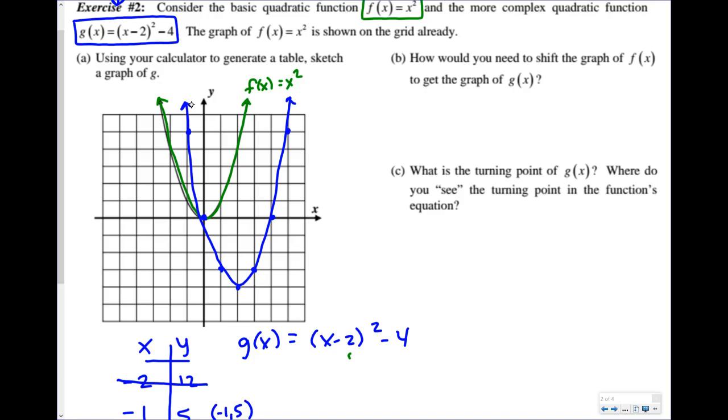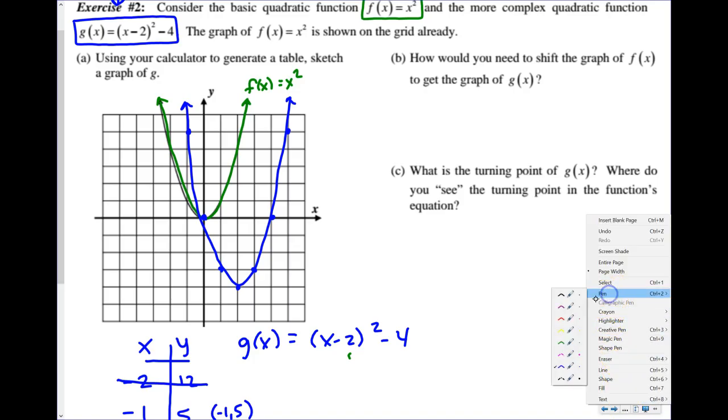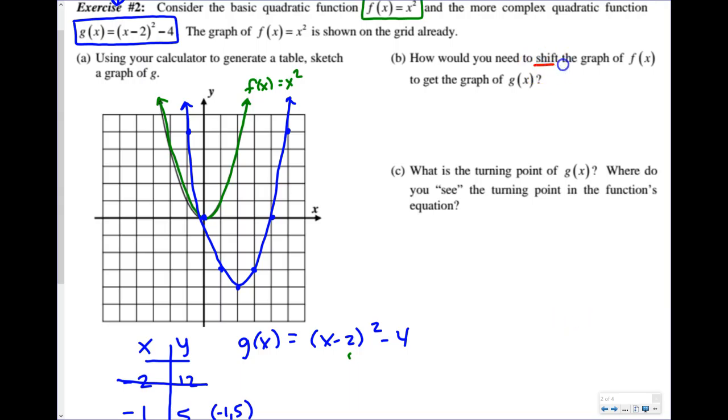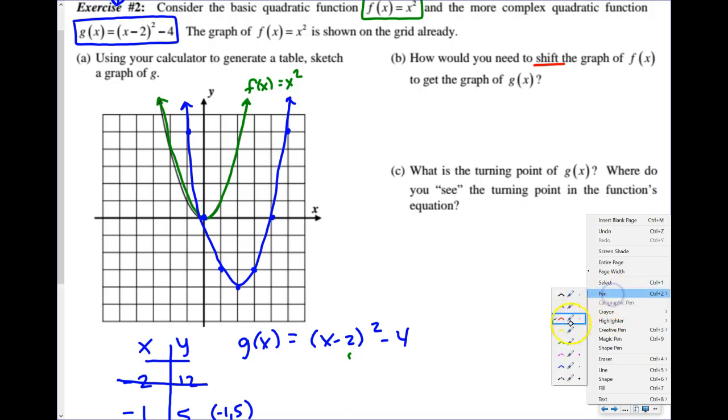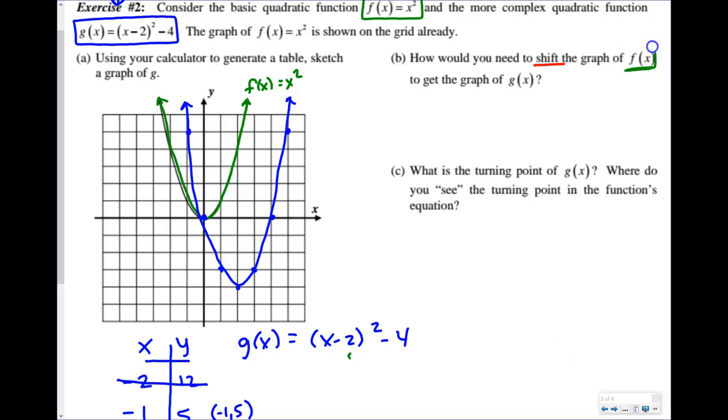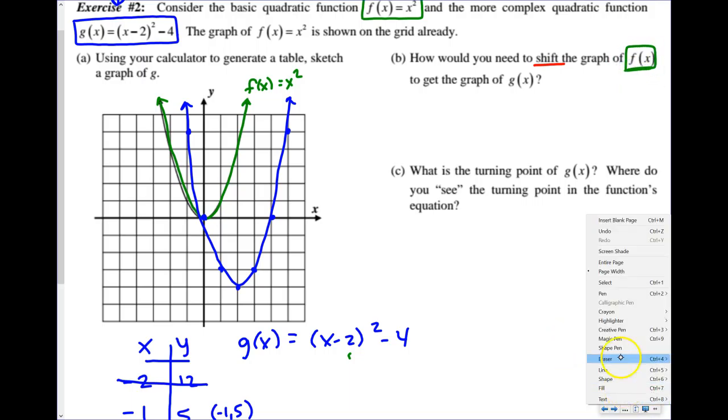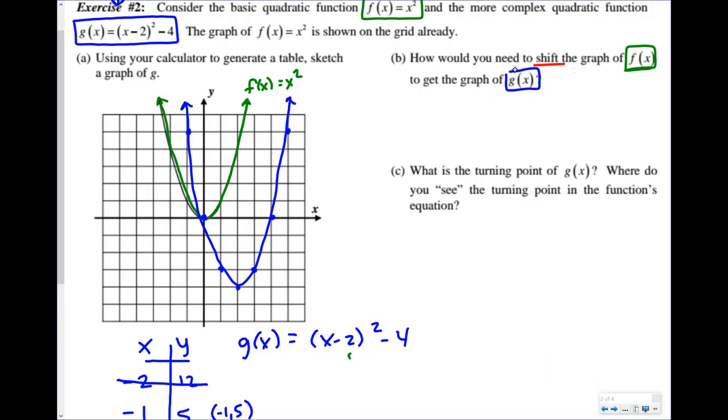So now we're thinking about this word about shifting. How would you need to shift the graph of f of x, which is the green graph? How are we shifting this green graph here and turning it into the blue graph is what this question is asking. The word shift means move. How do we move the green graph to turn it into the blue graph?